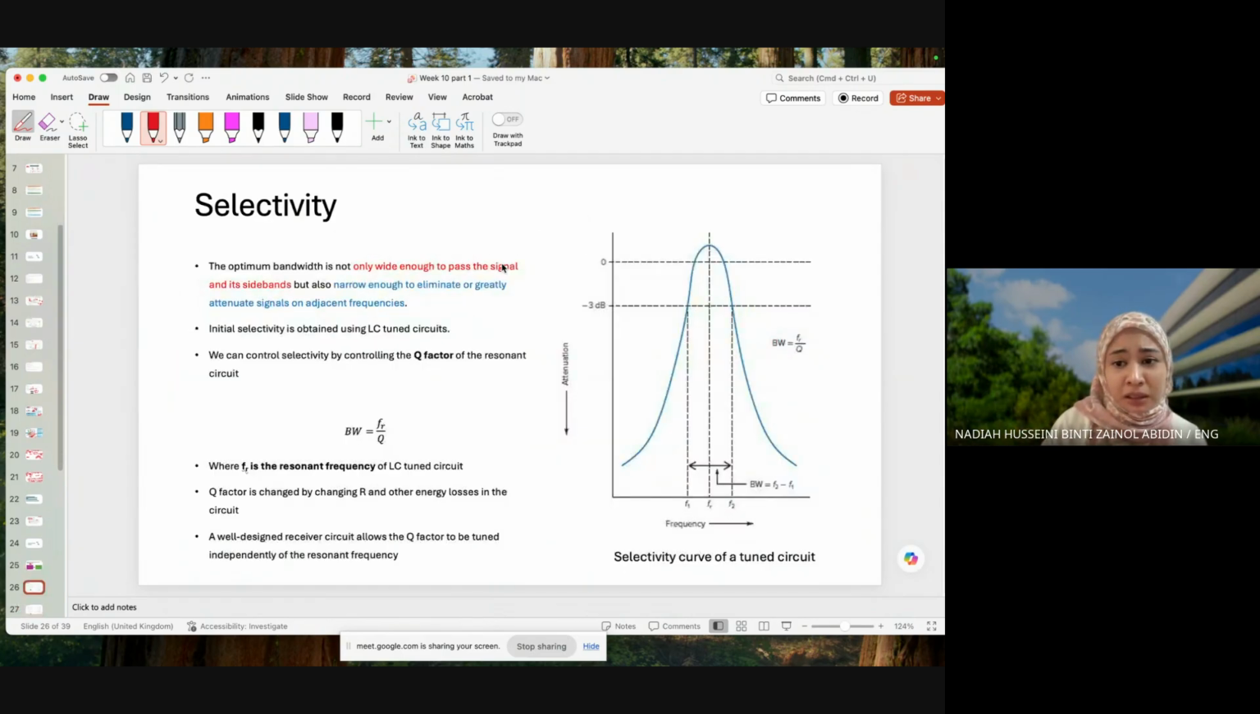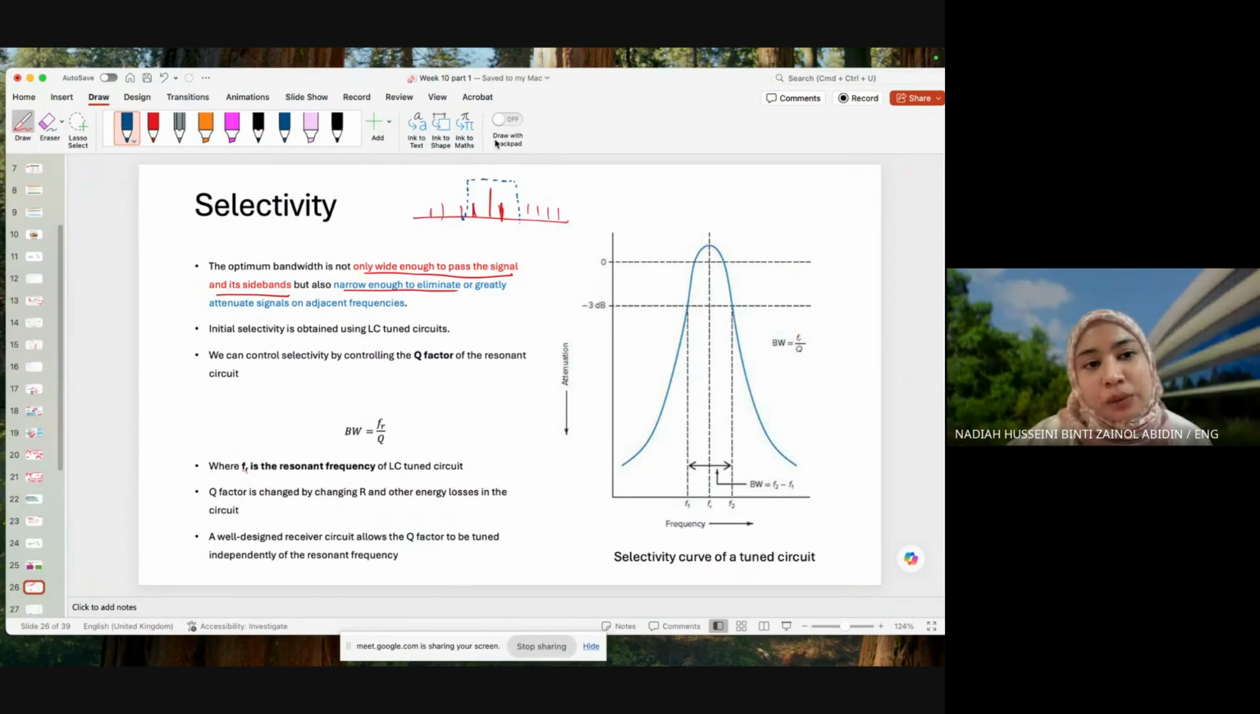Now let's talk about the details. Selectivity is again the optimum bandwidth that is not only wide enough to pass the signal and its sidebands, but also narrow enough to eliminate or greatly attenuate signals on adjacent frequencies. If we are talking about narrowband FM, our narrowband FM looks like this. Maybe there will be some other noise frequencies. So our filter needs to identify this part.